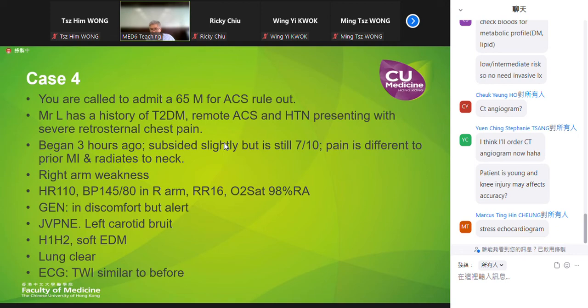You've been called to rule out ACS because the patient has chest pain, is diabetic, and has had an MI before. Based on that, are you considering anything else based on other information?